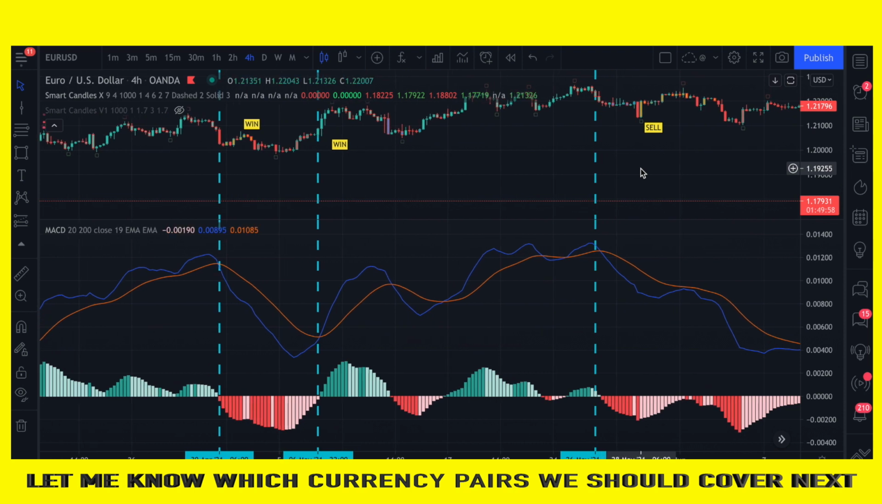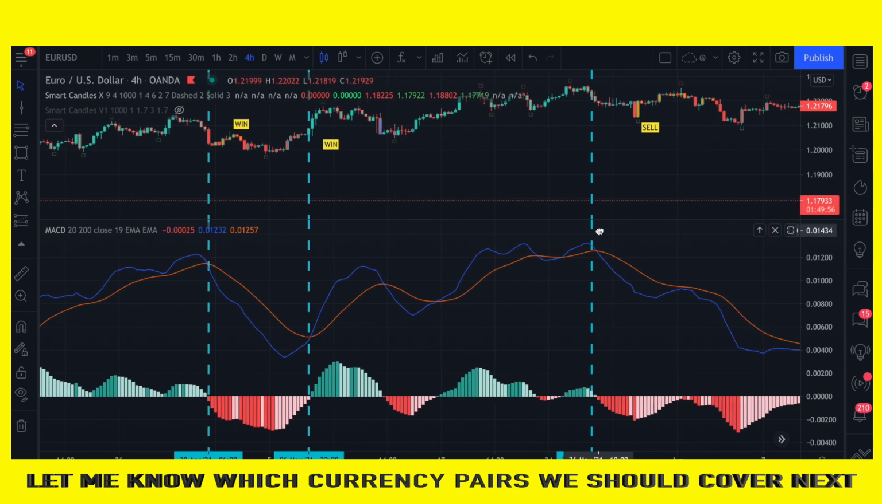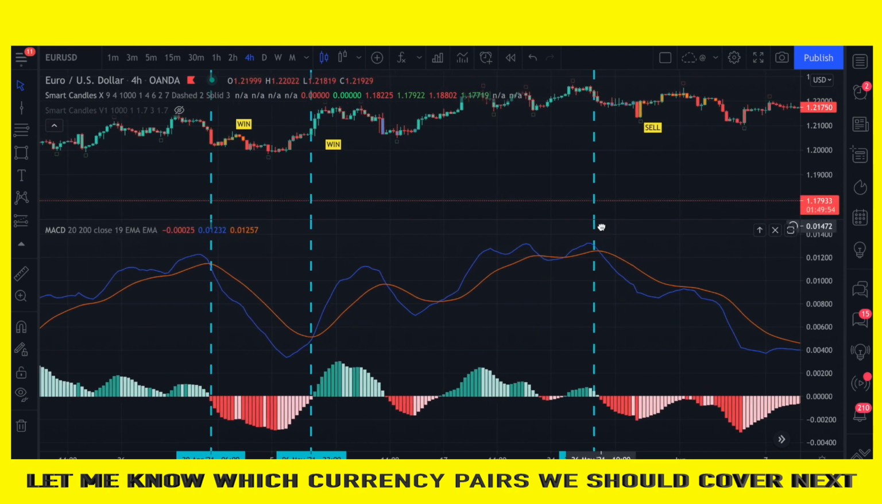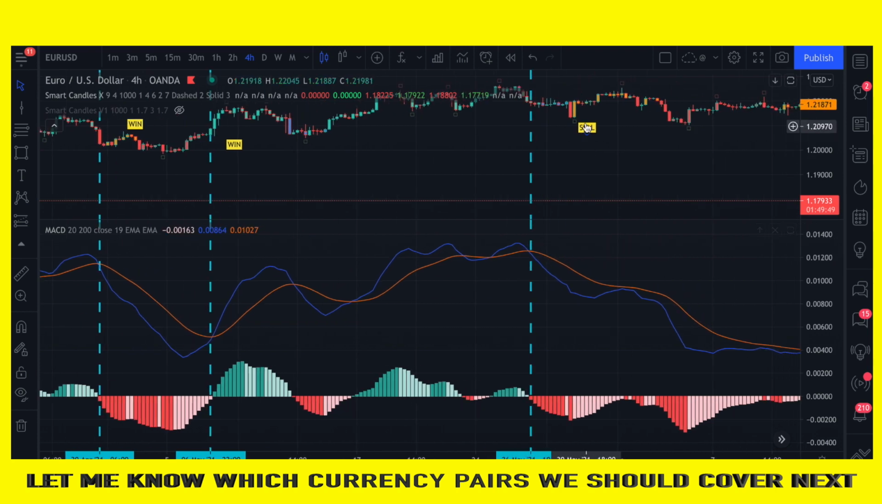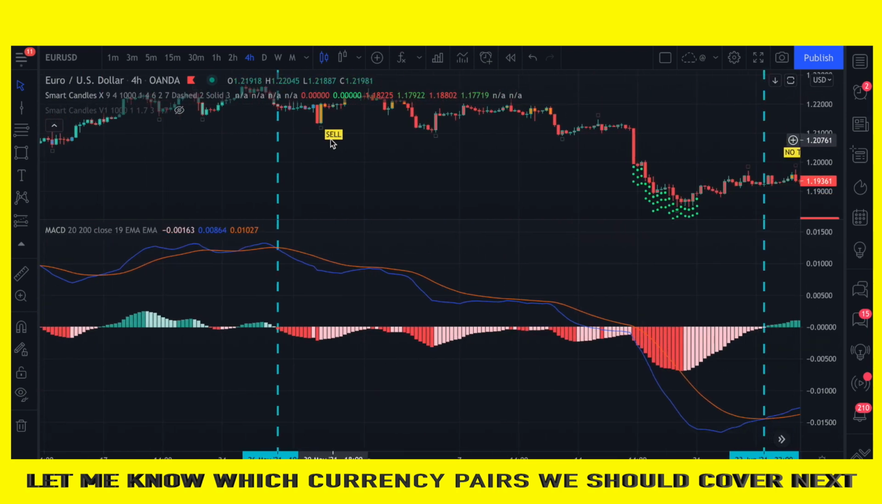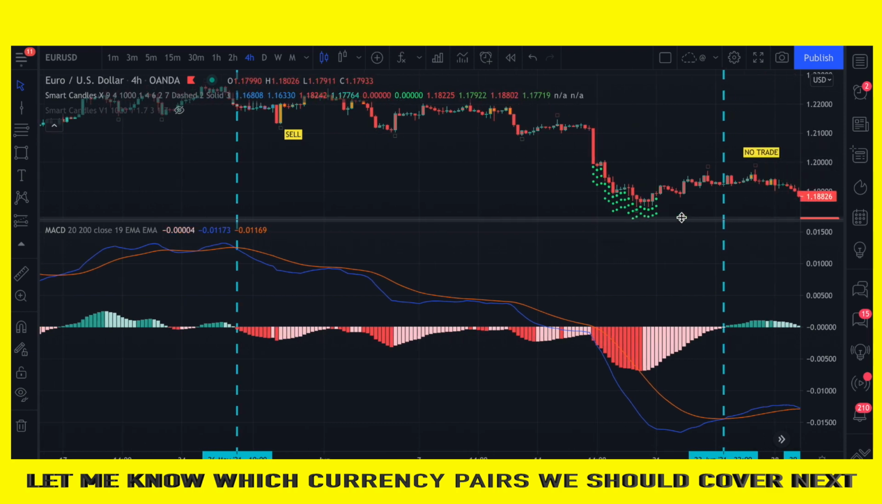Now we have another cross, and we're looking for bearish signals. So we're looking for the candles to turn orange or red after this point. And we could see it turned orange, and that was another winning trade.